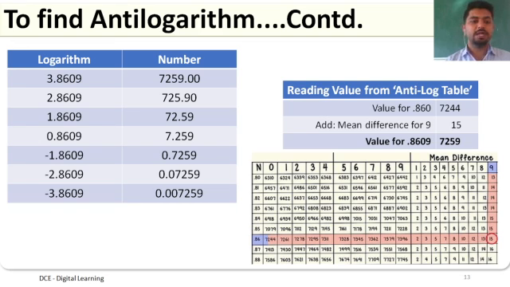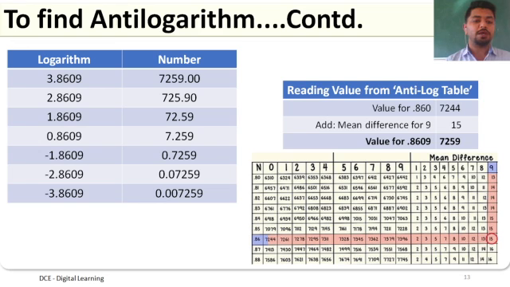Now the characteristic will decide where we have to put the decimal point. When the characteristic is positive, then the number of digits in the integral part of that number will be one more than the numerical value of the characteristic. That means in the first number 3.8609, the characteristic is positive 3. So to this 3 add 1. So the number of digits in the integral part will be 4. And the final number will be 7259.00.